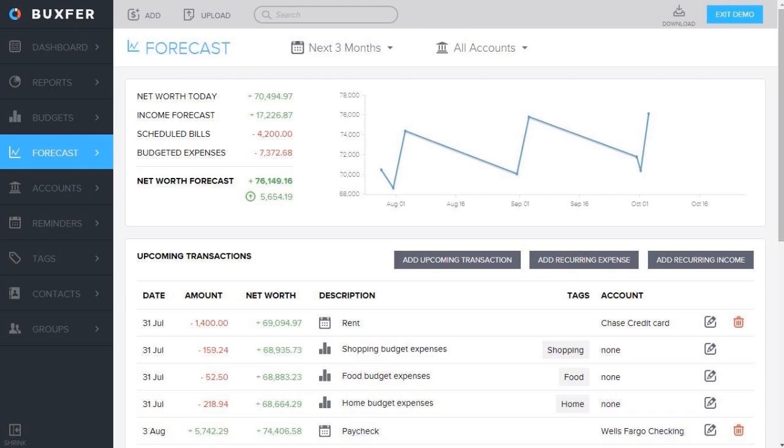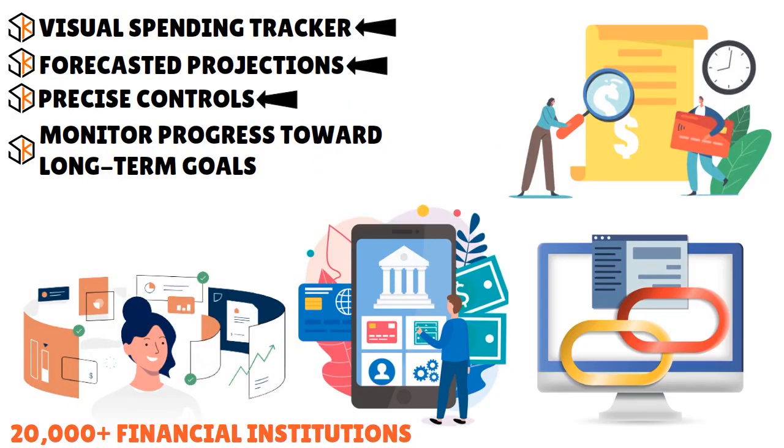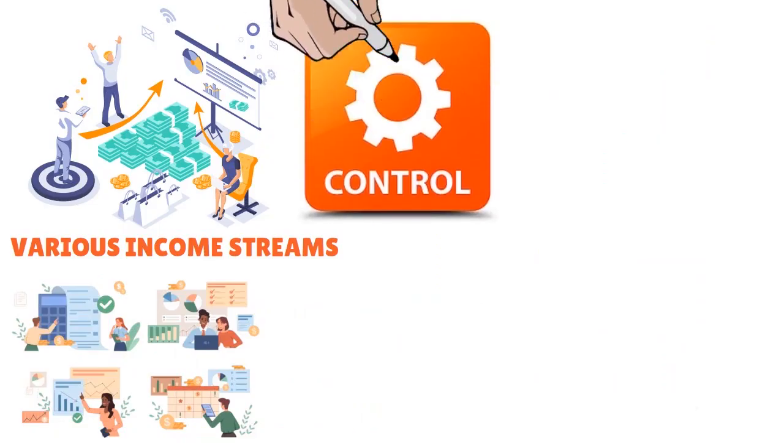The forecasting tool is helpful to see how you can stay afloat at your current trajectory. If you are spending less than you earn, this forecasting tool can encourage you to stick to consistent spending. You can see a forecast for up to 12 months into the future. So that's really important to think about. You also have precise controls. If you like to have complete control over your financial platform, Buxfer delivers a nice level of control.